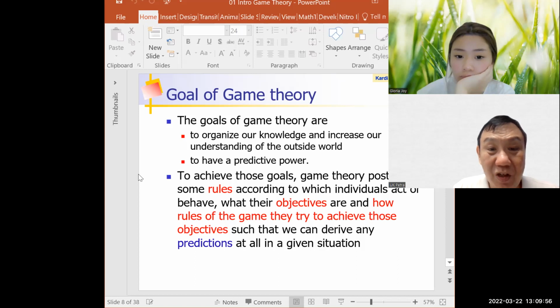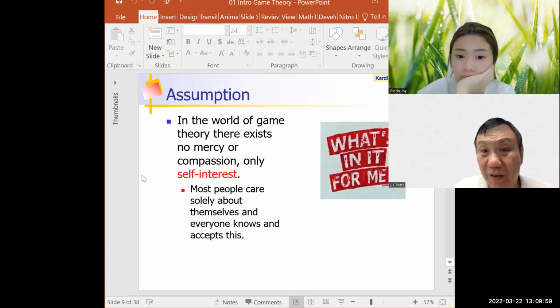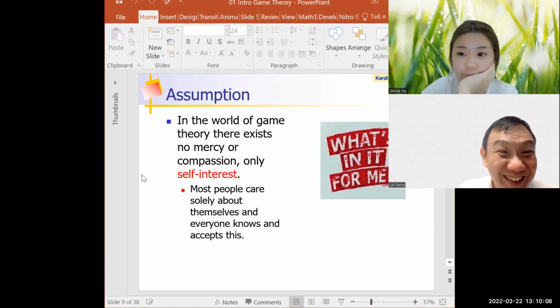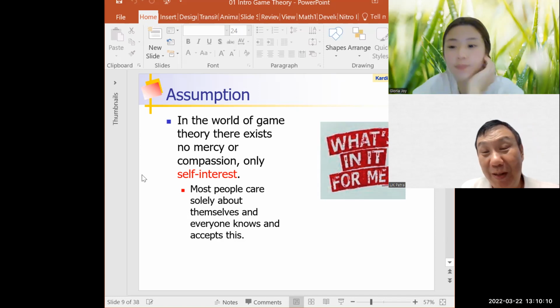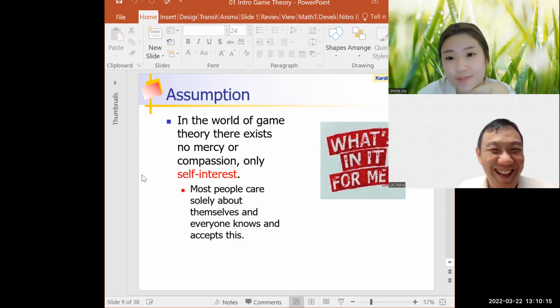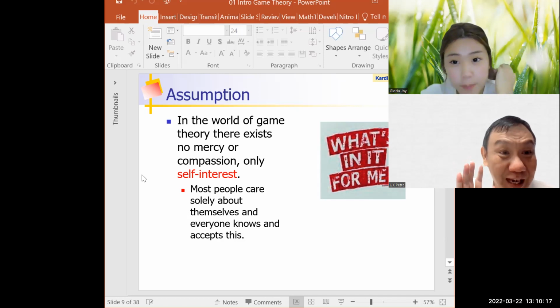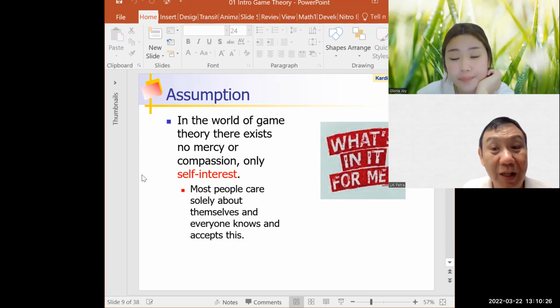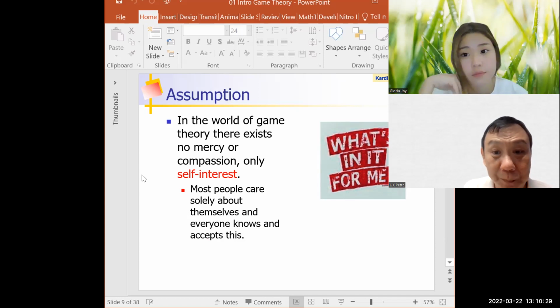Okay? In prediction, there is always an invariant. So that is the one that we say. Okay, what is the assumption? The assumption is no mercy, no compassion. Okay? This is not religion. So some people will ask why I teach this in Petra Christian University. Okay, anyway, but this is science. Okay, this is purely mathematics. So the theory exists based on the assumption of no mercy, no compassion, only self-interest.